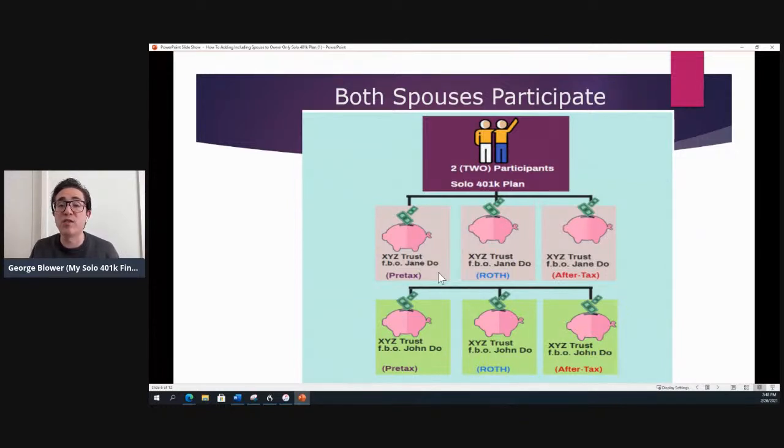And she could actually take the full 50 out of just one. So even though she has only 60 in her one account, because she's got $100,000 of plan assets, she could borrow the full 50 from that one account.